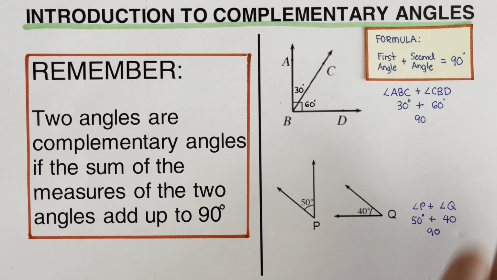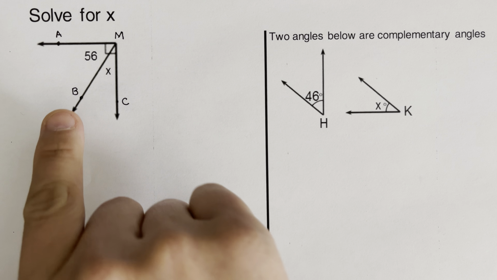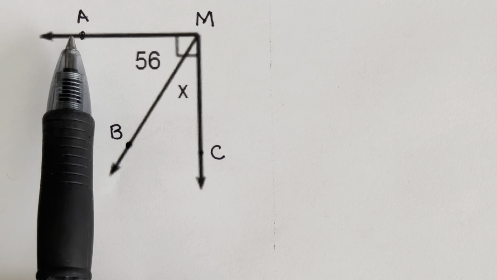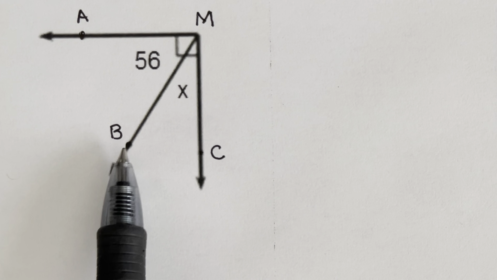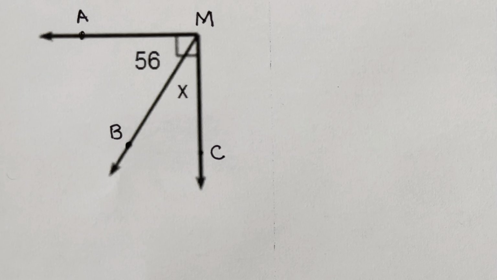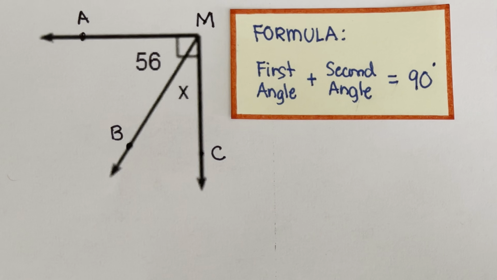Now let's move on to the next example right here. We are supposed to solve for x. In this example that we have right here, we are given angle AMB, which is 56, and we are given the angle BMC, which is x. We remember that the formula for complementary angle is that first angle plus the second angle is equal to 90. So we can go ahead and show the work right here.